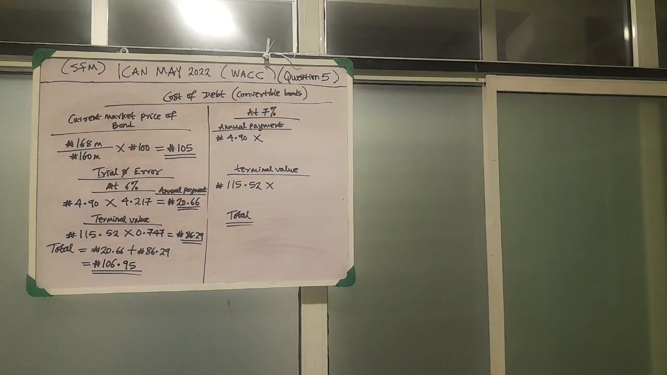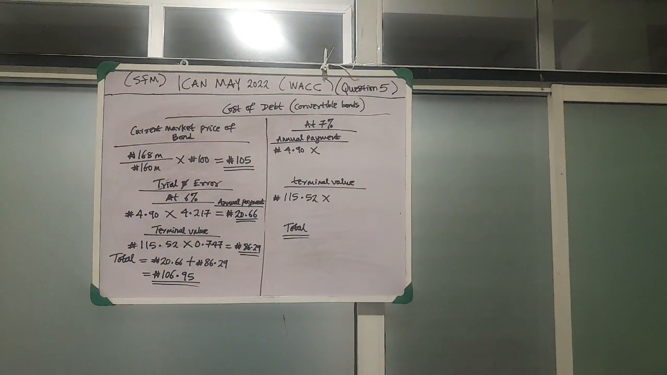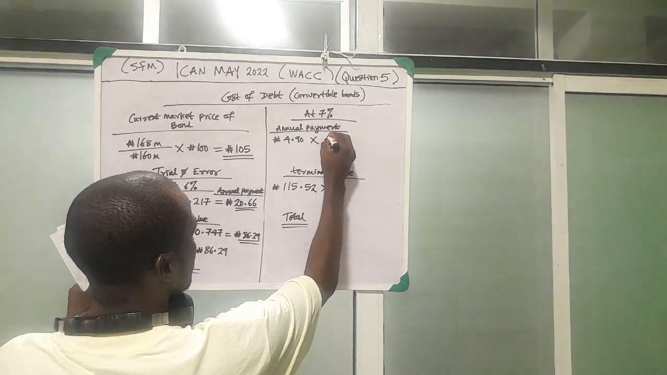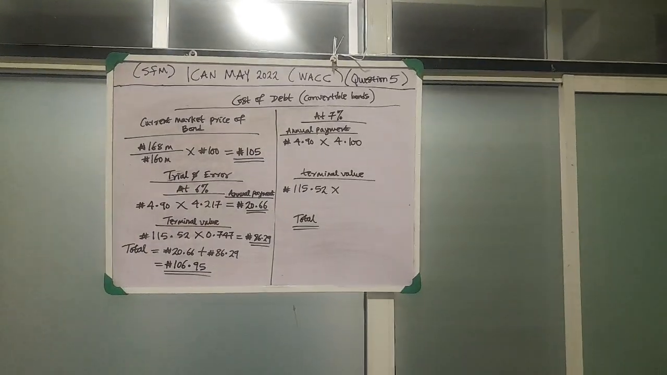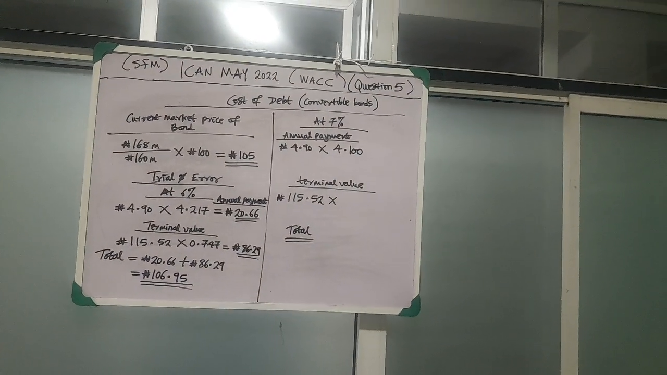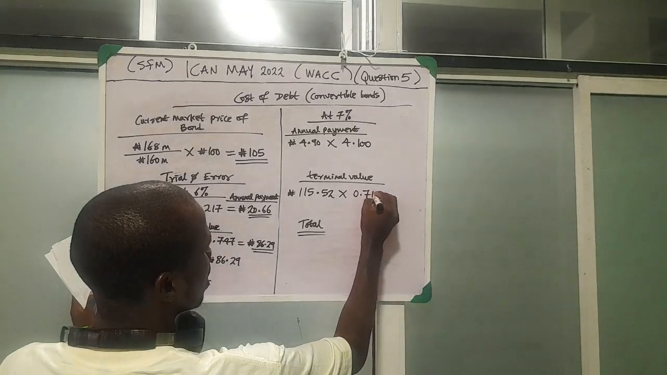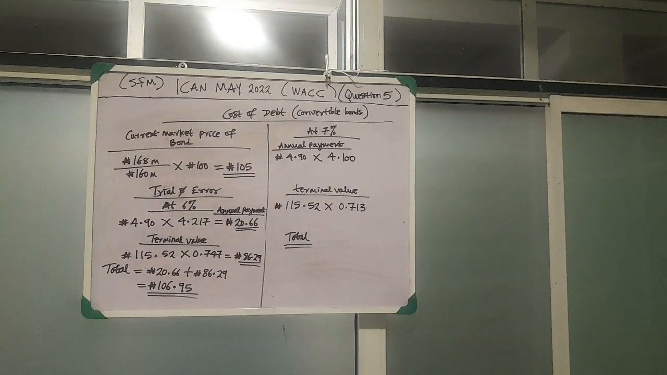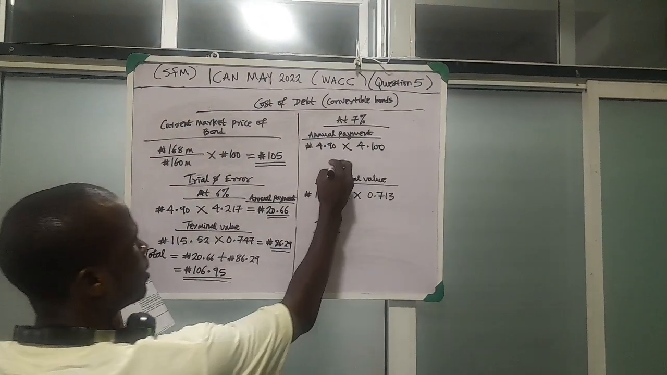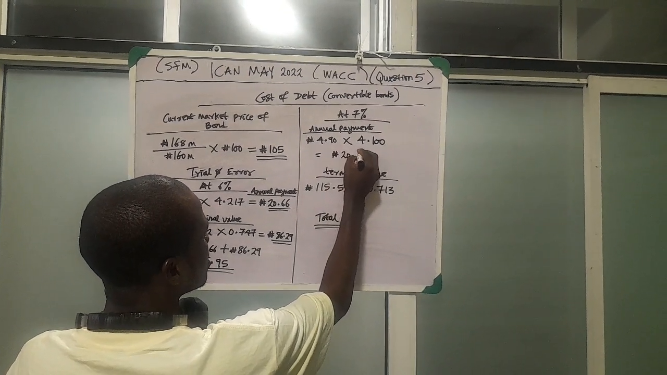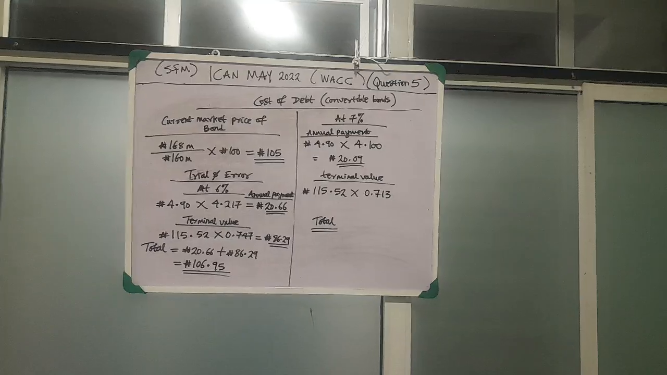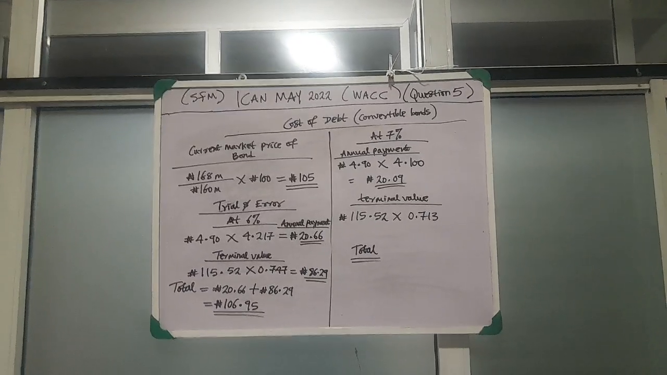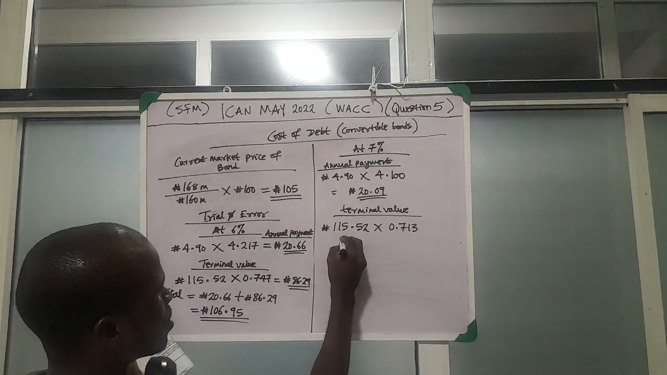So the annuity factor for 7% for 5 years gives us 4.100 according to the annuity table. Then the discount factor gives us 0.713. So our payment becomes 4.90 times 4.100, which is 20.09 naira. That is the annual payment. Then the terminal value will have 115.52 times 0.713, which gives us 82.37.